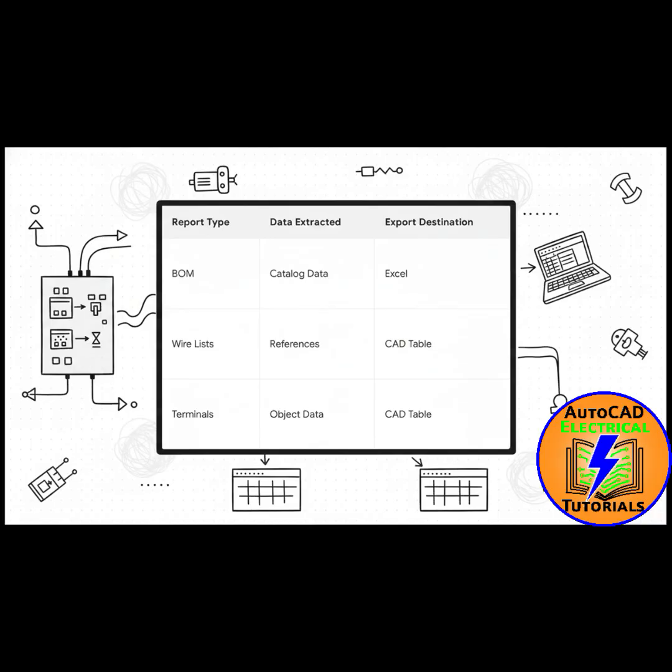Because every single intelligent symbol you placed earlier contains embedded manufacturer catalog data, the software already knows exactly what is in your drawing. It's like a giant, perfectly organized puzzle. You can pull a full bill of materials and export it straight to an Excel spreadsheet for your purchasing department, or you can generate wire run lists and terminal footprints and drop them instantly as clean CAD tables right onto your drawing sheets. It's perfectly accurate data extraction with zero manual counting required.